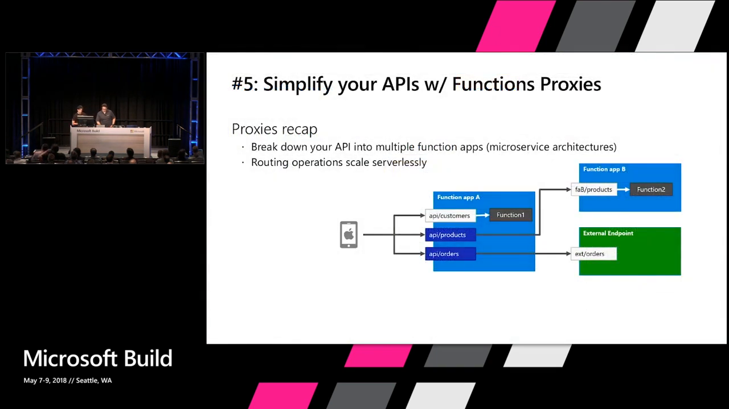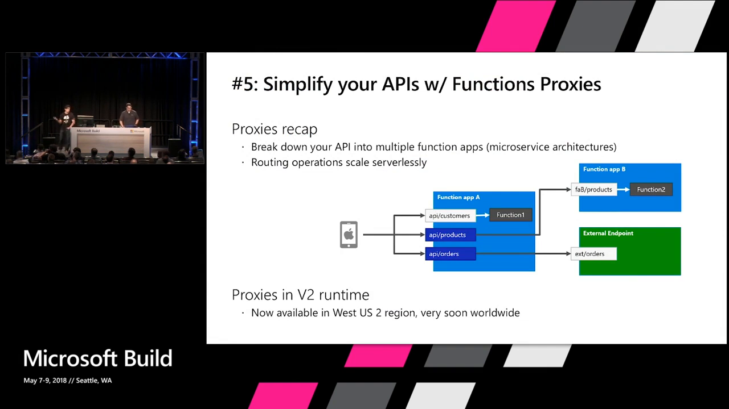So that's proxies. The one small announcement, because it's not worldwide yet, is that proxies worked in the Functions V1 runtime. Now it works on the V2 runtime as well. We're starting to deploy in the West US2 region, so if you want to give it a try immediately, maybe right after the session, you can. And it will be soon worldwide. If you already have a function app and you're on a route, I don't want you to have to mix and match V1 and V2, so we want to make proxies available whichever version of the runtime you're using. So we're releasing that one.